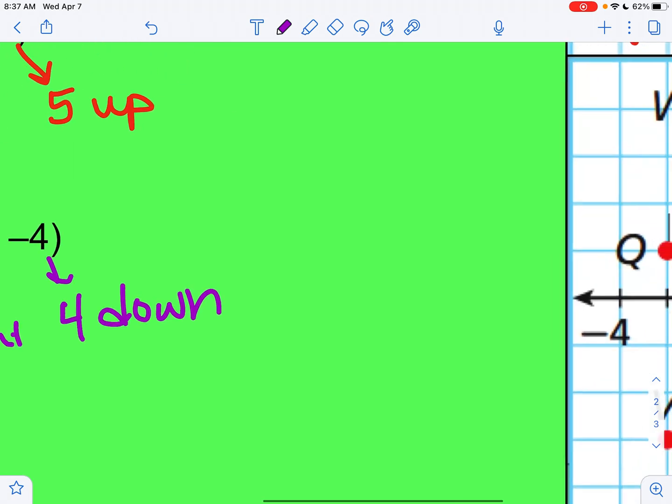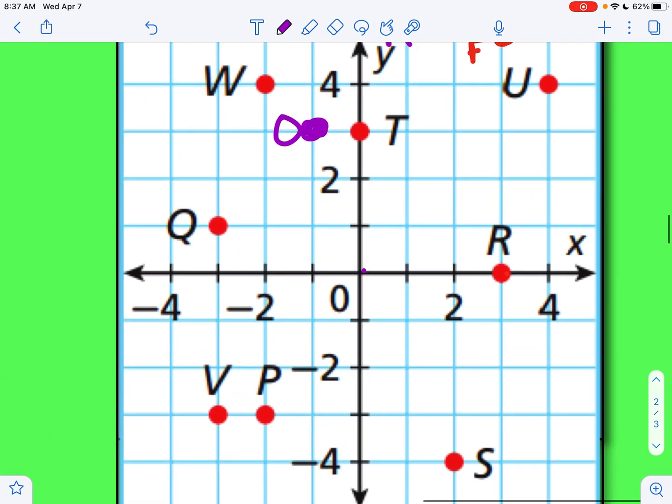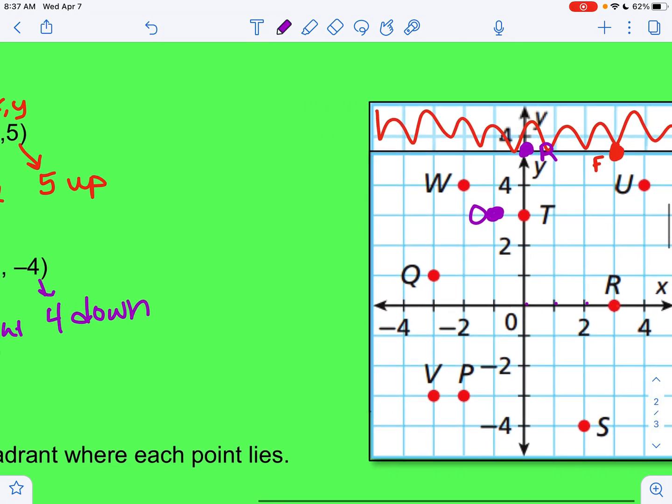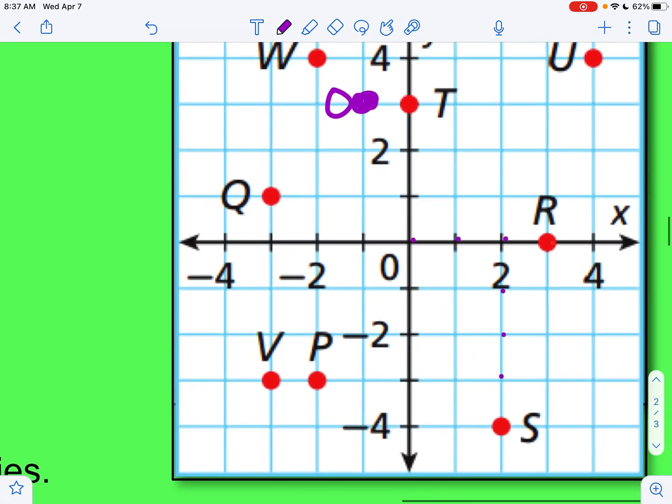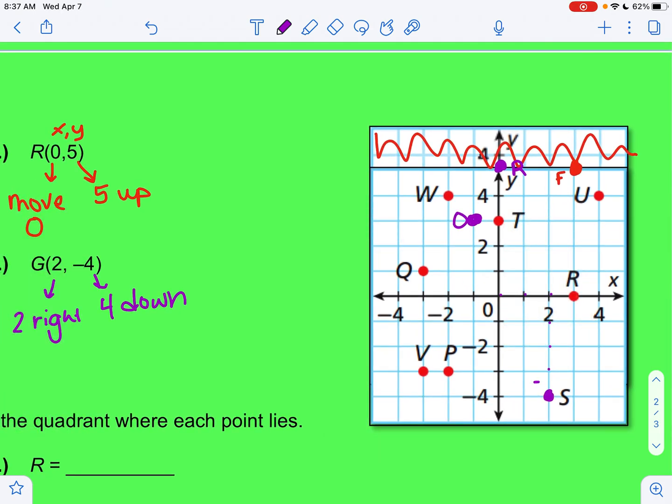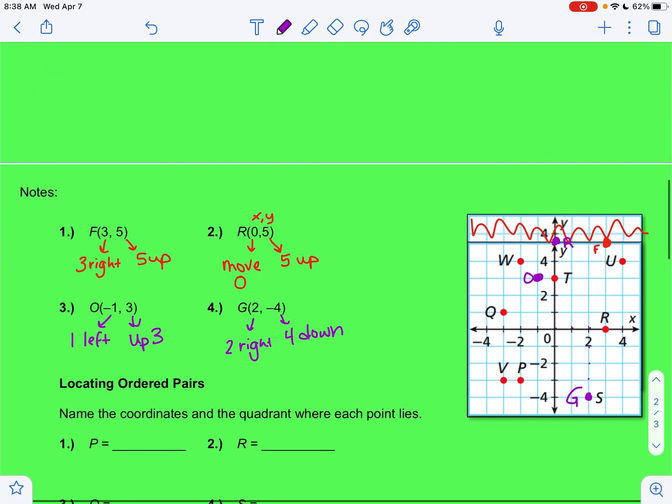All right, so let's go ahead and graph this. We're going 2 to the right, so we start at 0, go 2 to the right, and now we're going down 4. So 1, 2, 3, 4. Our point shares a point with S, and this was G. Awesome, so that is how we graph our points.